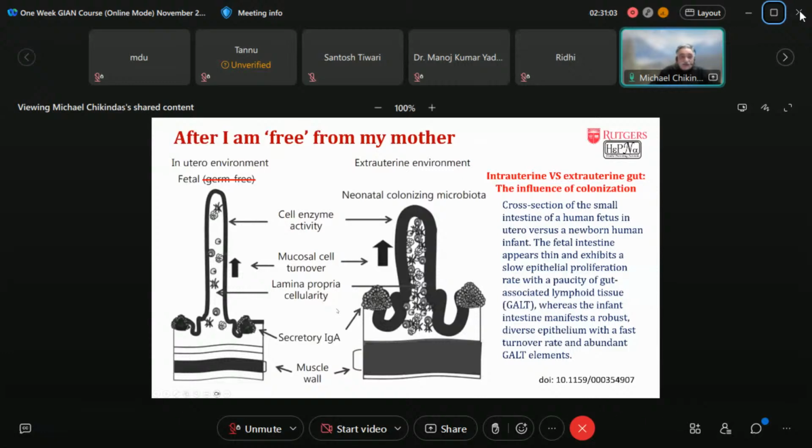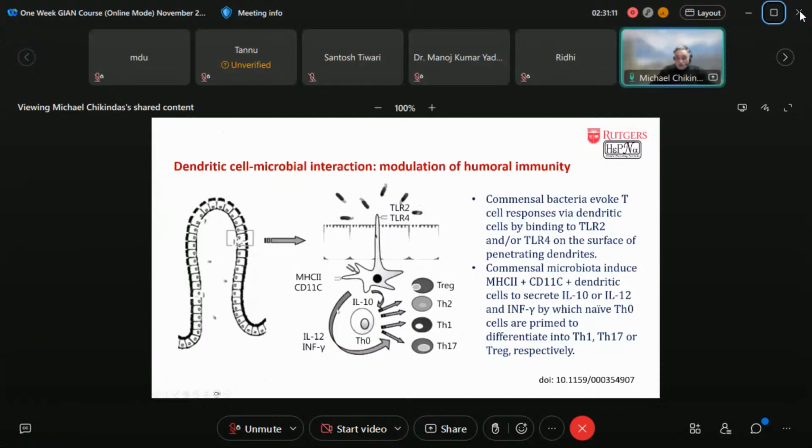Okay, next slide. So I already mentioned that the dendritic cells interact with microorganisms, and just to zoom into this interaction, especially in a sense of modulation of immunity. And we know several studies show that the commensal microorganisms can evoke T-cell responses through the dendritic cells by binding to TLR2 or TLR4 on the surface of the dendritic cells.